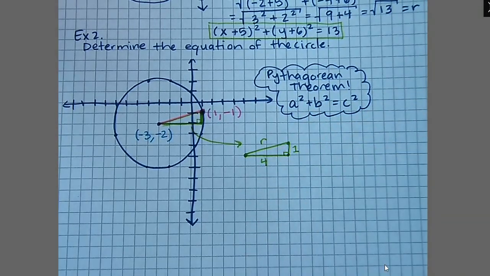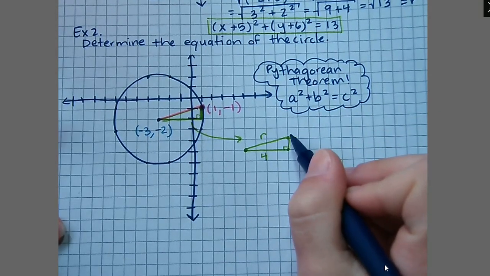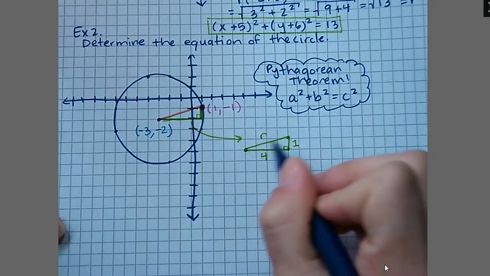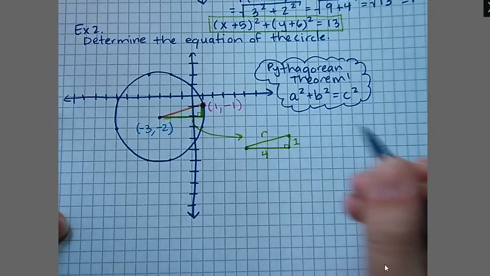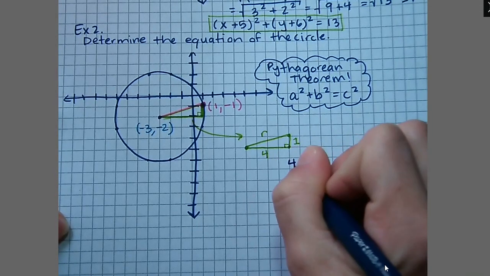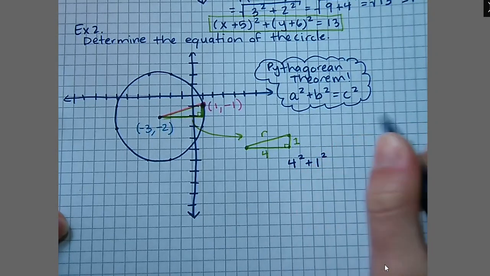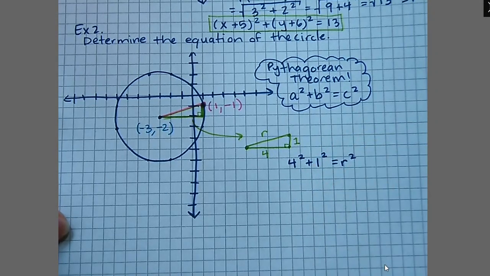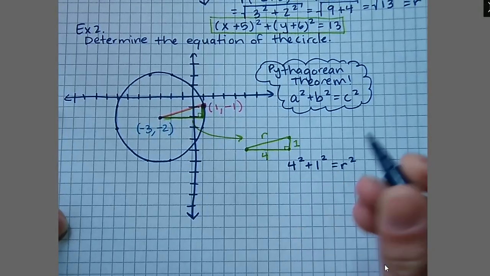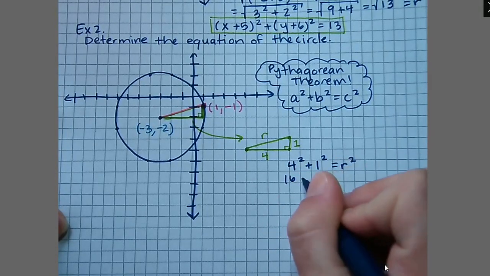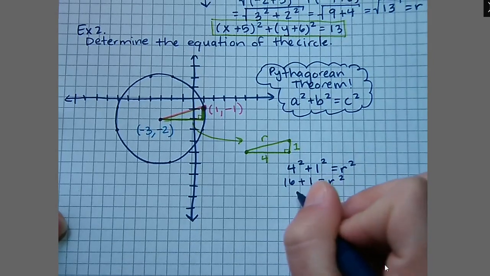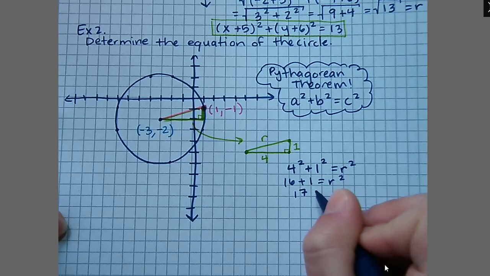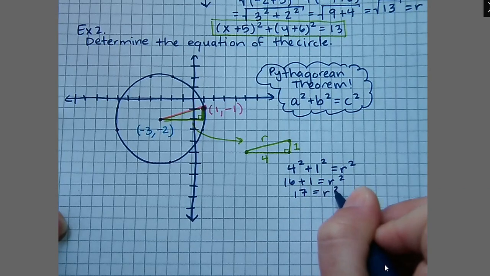So now we're going to use the Pythagorean theorem here. Okay, so we're going to do a squared plus b squared equals c squared. Again, c is going to be your longest side, which happens to be r here. So we're going to do 4 squared plus 1 squared equals r squared. 4 squared is just going to give you 16. 1 squared gives you 1. And this is still equal to r squared. 16 plus 1 would give you 17. And we're going to have this equal to r squared.